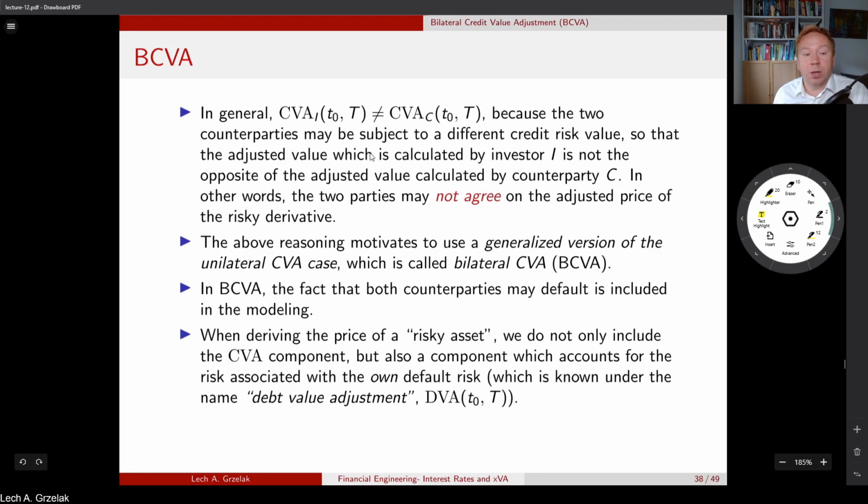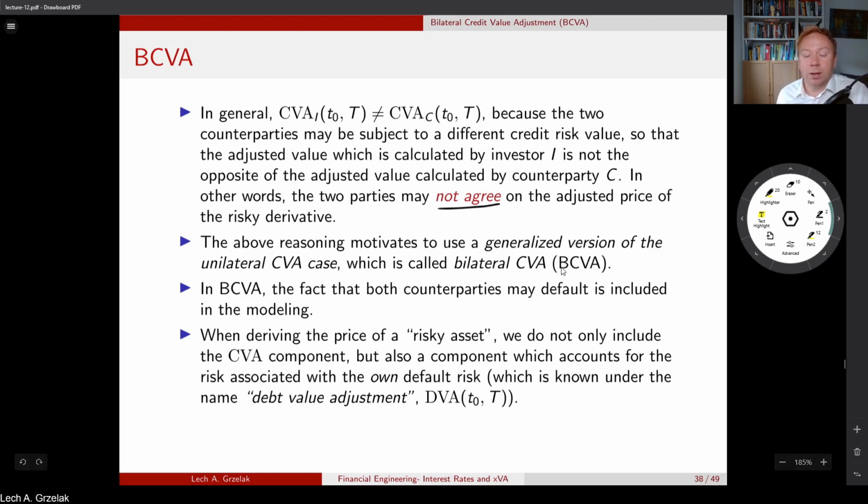Okay, so in general, we see that CVA from the investor's perspective and CVA from the counterparty C are not the same, because the two counterparties might be subject to different credit risk, so that the adjusted value calculated by investor I is not the opposite of the adjusted value calculated by the counterparty C. In other words, two parties may not agree about the adjusted price.